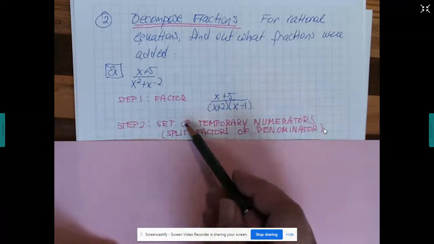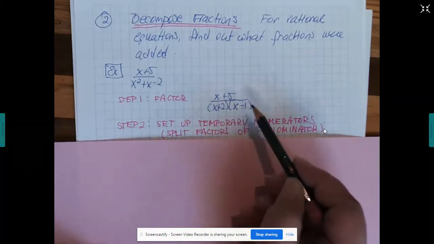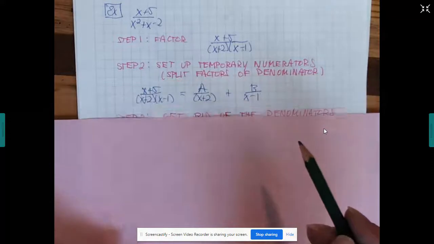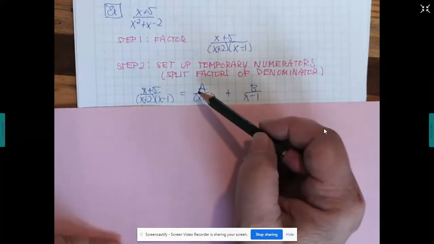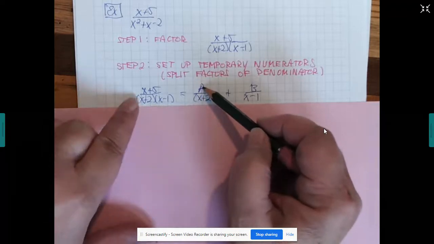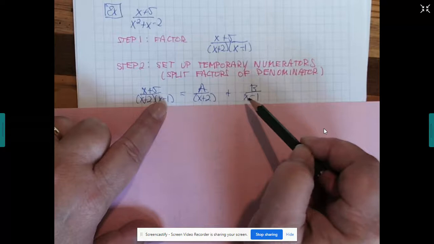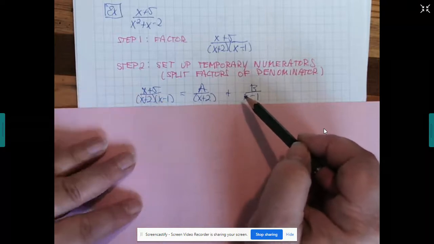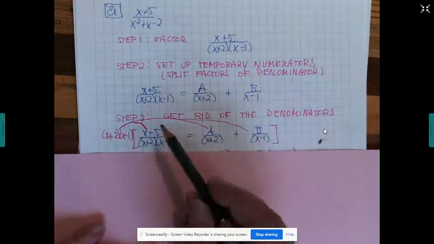Step two, you would set up temporary numerators for each factor in the denominator. Okay, so here we're just using A, B, C, D, E, F, G, whatever, like that. So A over the first one and B over the next one there.